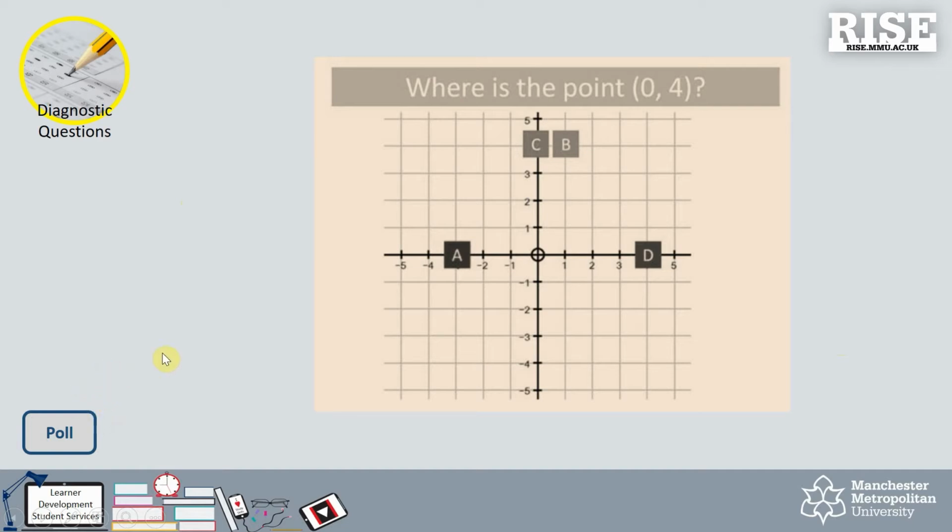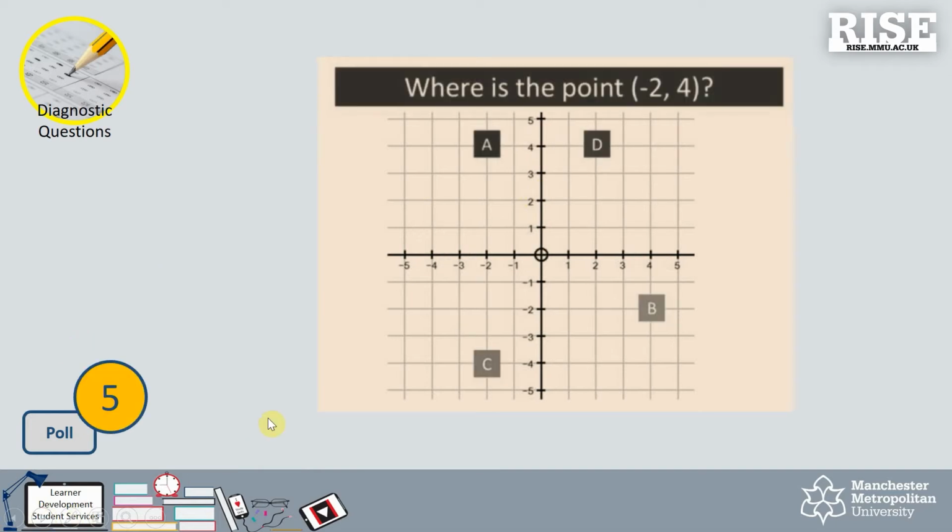Okay, so starting at the point 0, 0, I want to move 0 along the x-axis. So I'm going to be staying in that position. But I want to go 4 along the y-axis. So I'm going to go up 4, which means the point in the position 0, 4 is C.